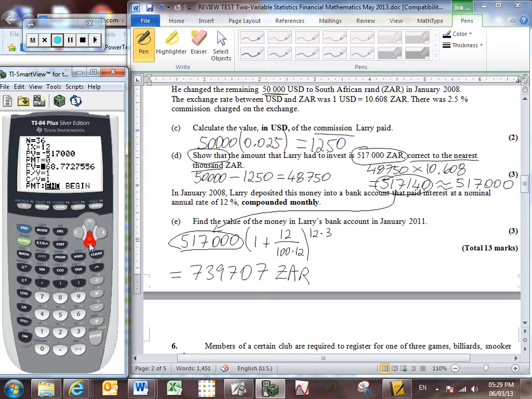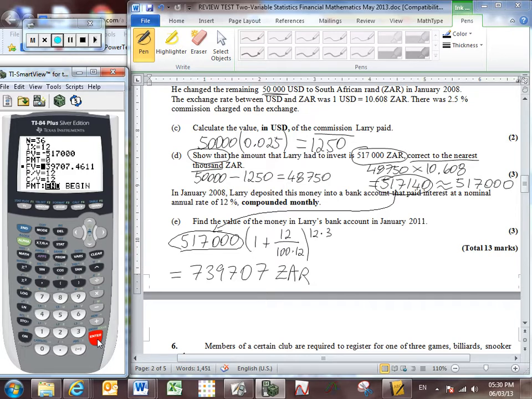The future value is what we're trying to find, but before I do that, I need to show that the number of periods, or compounding periods per year, is 12. Let's now calculate what the future value is by clicking on it and saying alpha enter. And there we go, 739,707, and then I have been asked to round to the nearest whole number in this question.